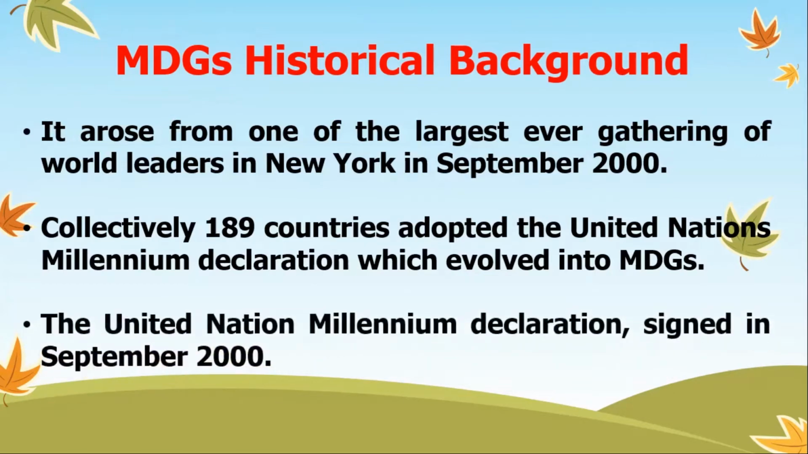The United Nations Millennium Declaration signed in September 2000. So the Millennium Declaration that was adopted and signed in the year 2000 is all about the committed world leaders to combat poverty, hunger, diseases, illiteracy, environmental degradation, and discrimination against women. So the MDGs were derived from this declaration.